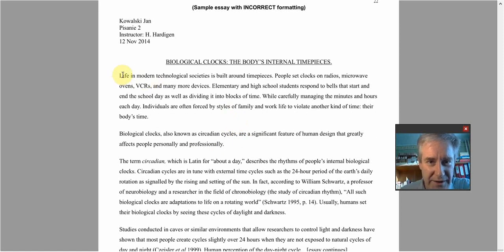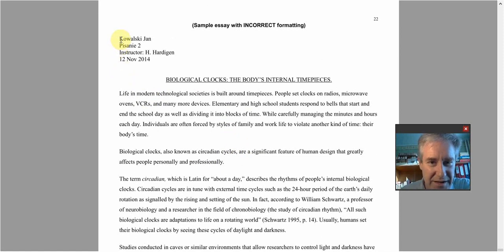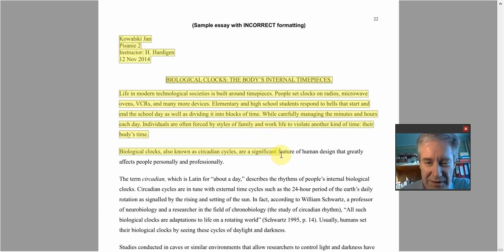Also, the font is not correct. This looks like Times New Roman font. We should have Arial 12 point. Okay, so the font is not correct. So Mr. Kowalski has not followed instructions.